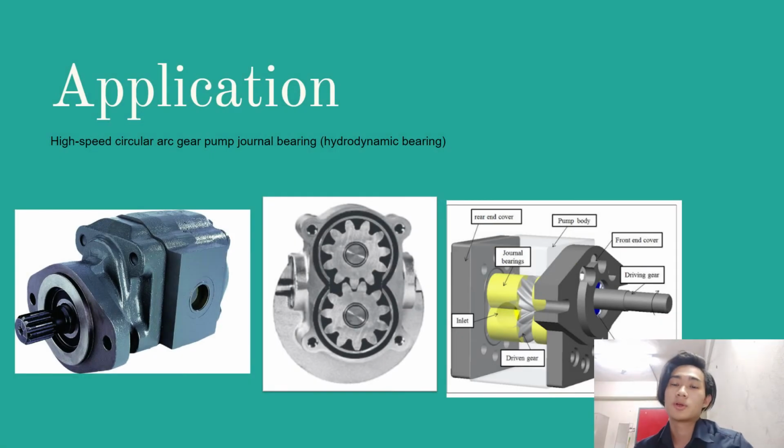Hi, my name is Kang and my matrix number is 20698. For my part, I will be talking about the application. The application we chose to talk about is the high-speed circular arc gear pump journal bearing. Here we include some photos we got from online, since we didn't have the real object. The first picture is the body of the gear pump itself, the second picture is the internal section of the gear pump, and the third one is the schematic, or 3D diagram, of a gear pump.